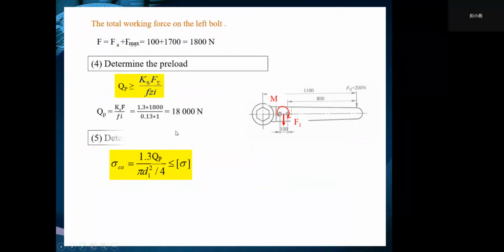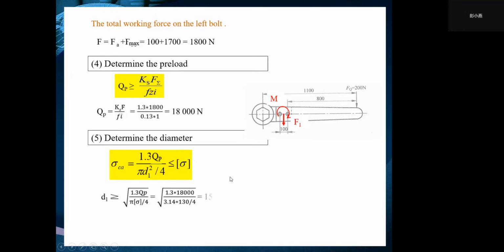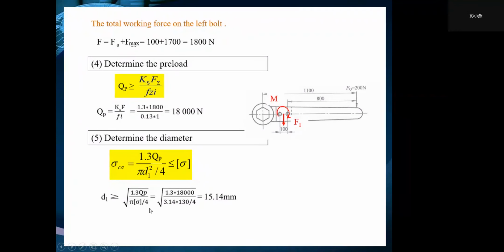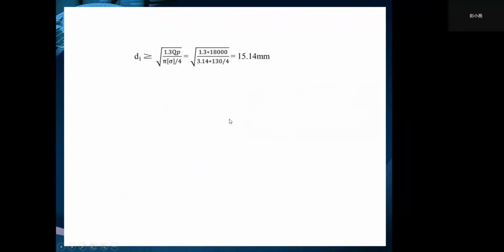Okay, and then determine the preload, and then we use strength analysis to determine the diameter. The calculated strength on the left bolt should be less than the allowable stress. And then we calculate D1. The D1 should be larger than that. And for all the bolts, the D1 is standard.